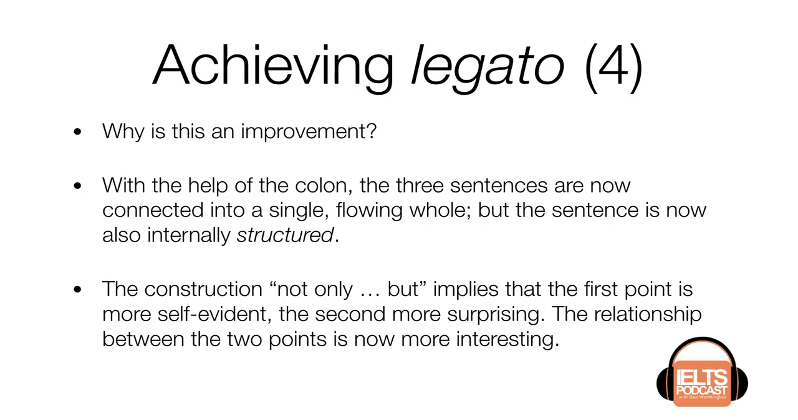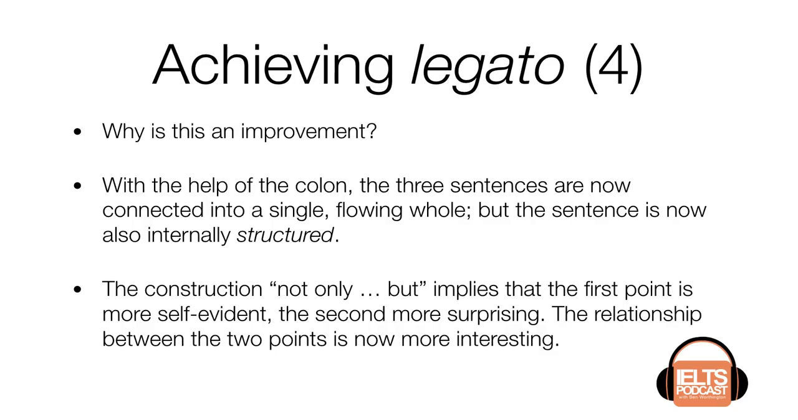The construction of not only but implies that the first point is more self-evident, the second more surprising. Yeah? So not only is Ben Worthington a world champion squash player, he's also a CrossFit master. I'm just joking, I'm none of those. But what I'm trying to say is that it could be even more surprising that I was a CrossFit master. Okay?